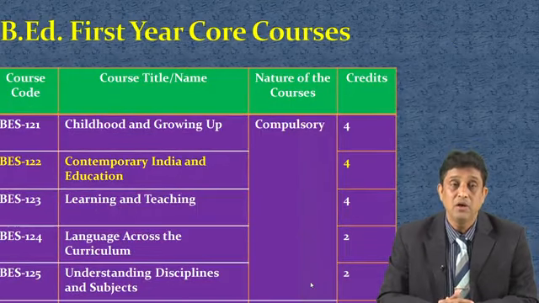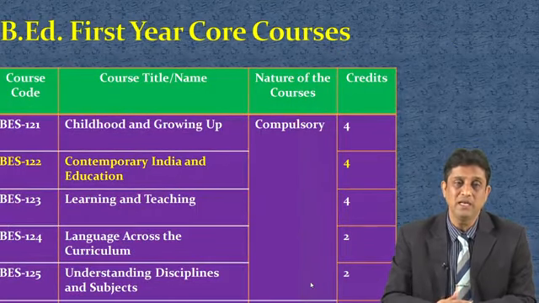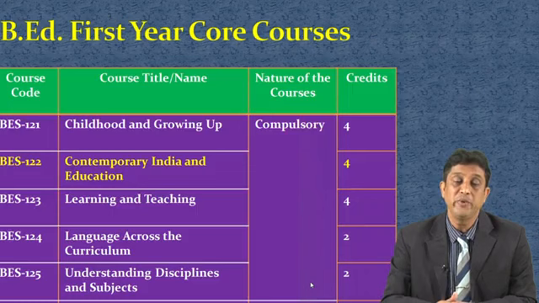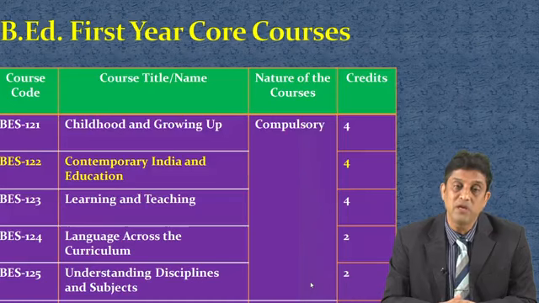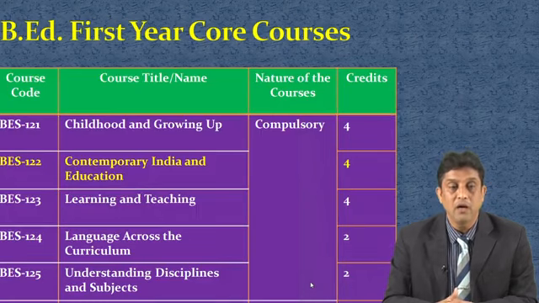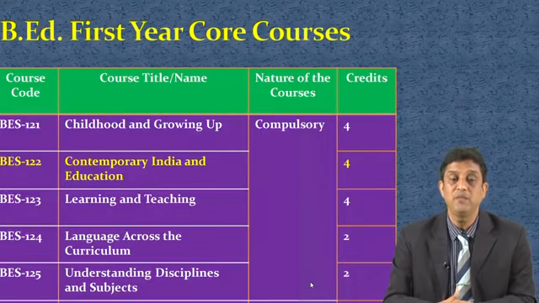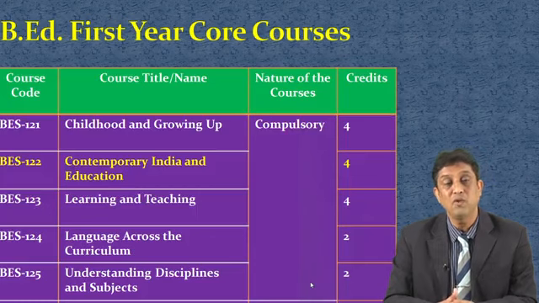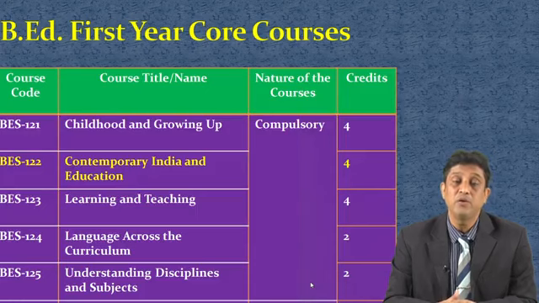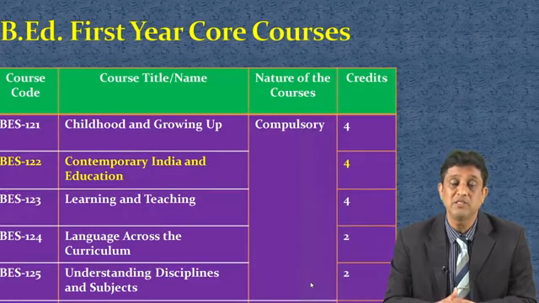Then in the first year, if I go through the core courses, they are supposed to study 5 different core courses. The course codes are: BES-112, Childhood and Growing Up, a 4 credit compulsory course. BES-122, Contemporary India and Education, a 4 credit course. BES-123, Learning and Teaching, a 4 credit course. BES-124, Language Across the Curriculum, then BES-125, Understanding Disciplines and Subjects, 2 credits each. So a total of 16 credits they have to study from the core courses in the first year of this program.